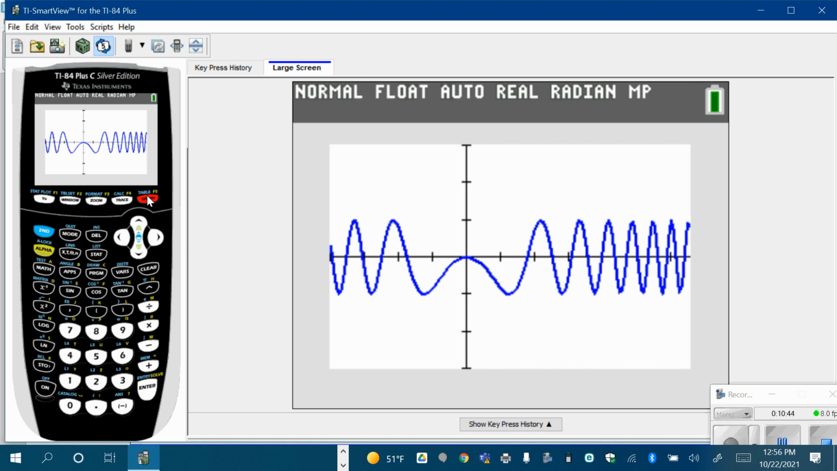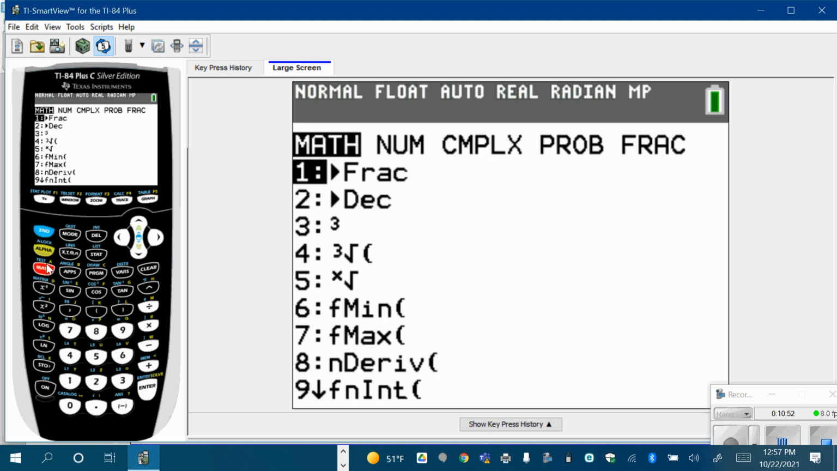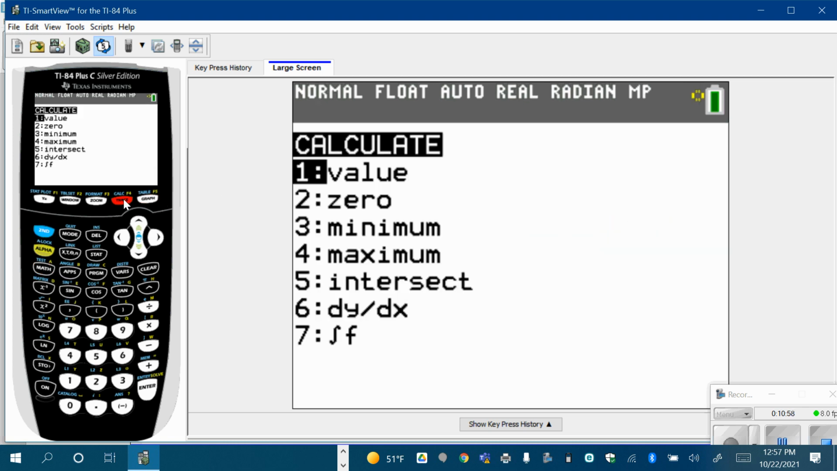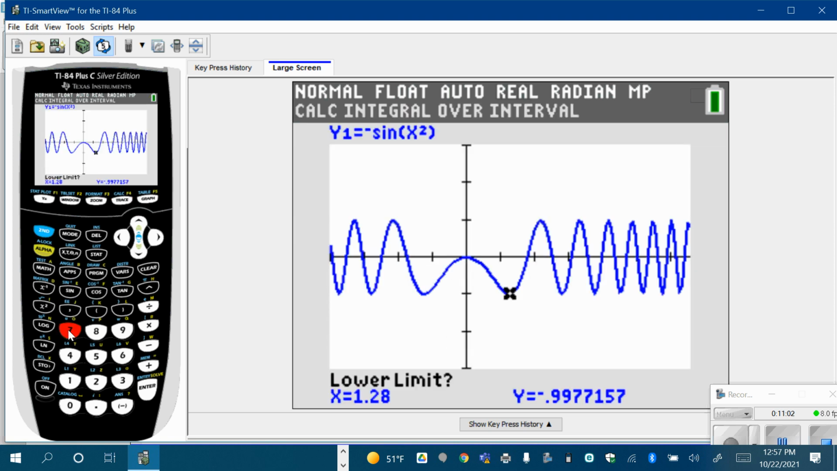Okay, and then they would like me to determine the value of that integral from 1 to 2. So I can go in my math menu, and actually, just kidding. I'm going to go to calculate and I'm going to go to item number 7.